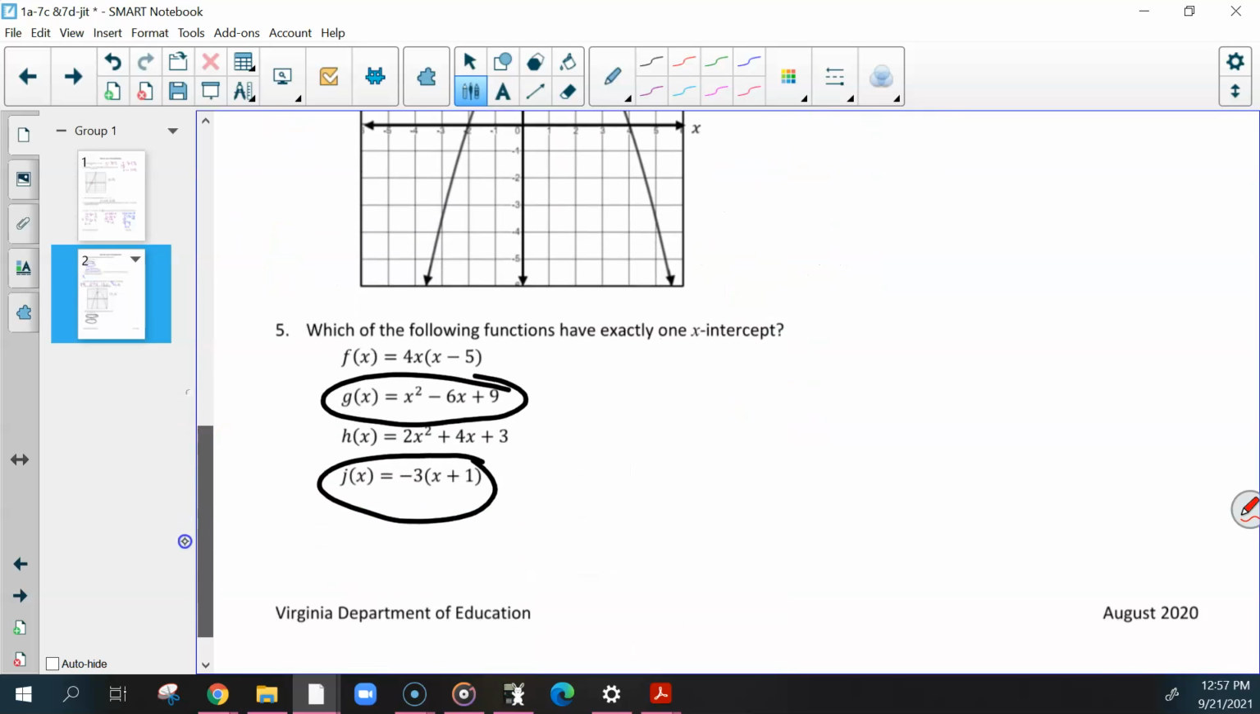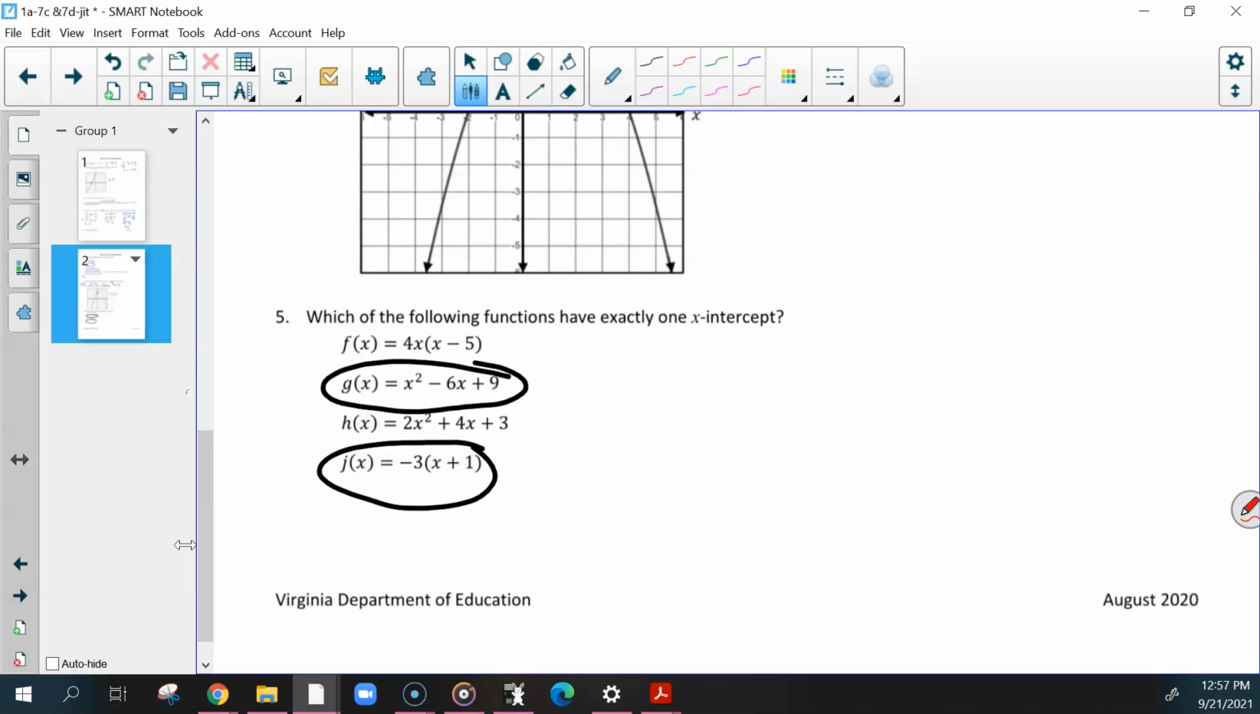And then the last question asks which of these have exactly 1. So first, any of these that only have 1 x will only have 1 x-intercept. So it's only going to go through the x and y-axis once. But anything with 2 x's, it's iffy. It could have 2, 1, 0, or not sure. So graphing those to see them would be your best bet for now until we figure out how to solve them.